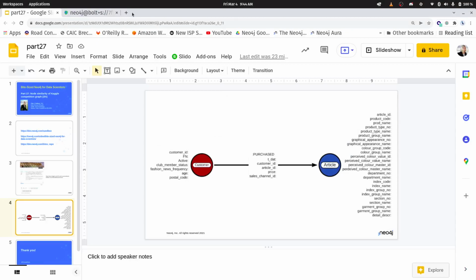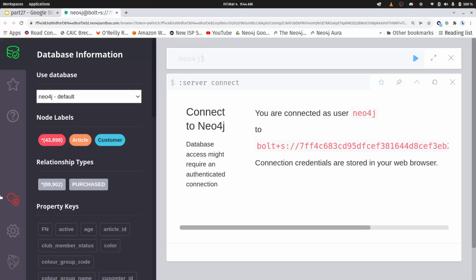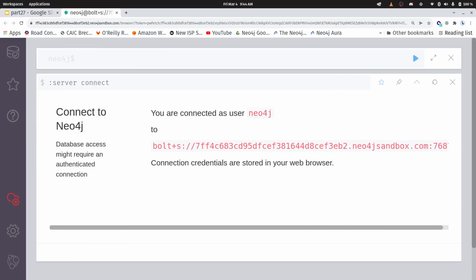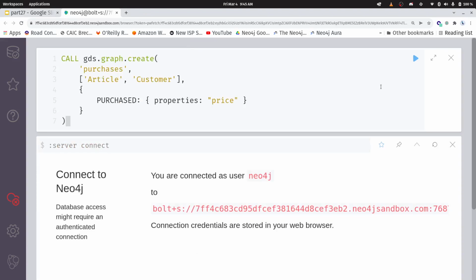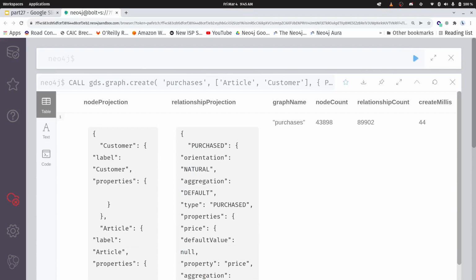Okay, let's look at the graph. I've populated a sandbox instance with a whole bunch of nodes and relationships here. Now, we're going to be using the GDS function called node similarity. In order to use any GDS function, we need to create an in-memory graph projection. I don't have time to go through how to do this today, but if this is new to you, go check out part 12 of the series, and that shows you how to create these in-memory graph projections. So I'm going to create this one called purchases between articles and customers, and okay, now I've got that.